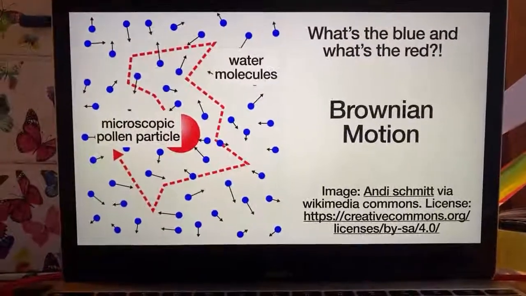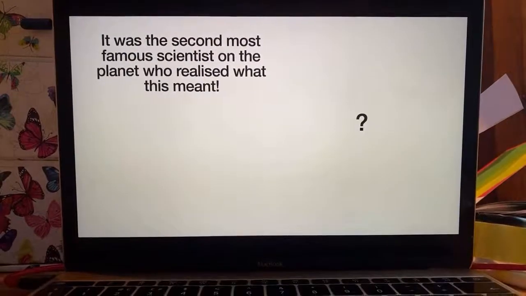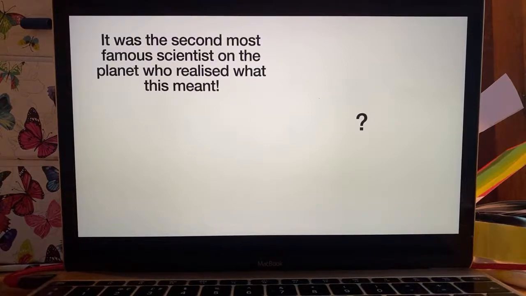So it's actually not. It was the second most famous scientist on the planet who realised what this motion meant. I mean, obviously, it's just an opinion. It's not a fact. Who do you think I mean when I say the second most famous scientist on the planet?